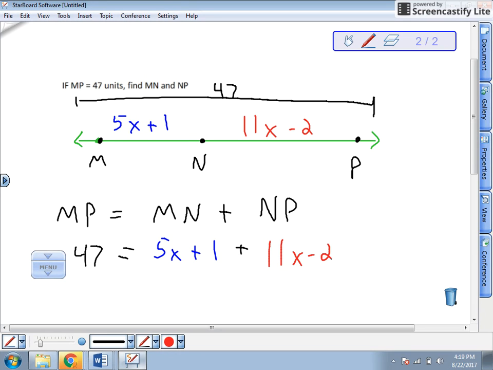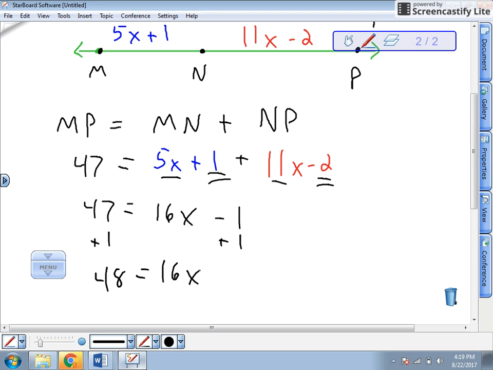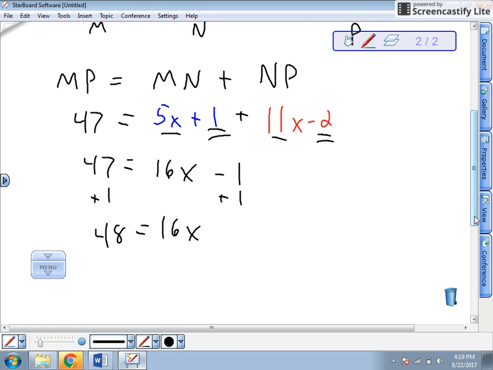Now this becomes an algebra problem. We solve using our algebra skills. Combine like terms. So 47 equals, I can combine these, so that's 16x. I can combine the 1 and the minus 2, so that's minus 1. Solve. Get x by itself, add 1 to each side. So 48 equals 16x. Divide each side by 16. So when I do that, x equals 3.